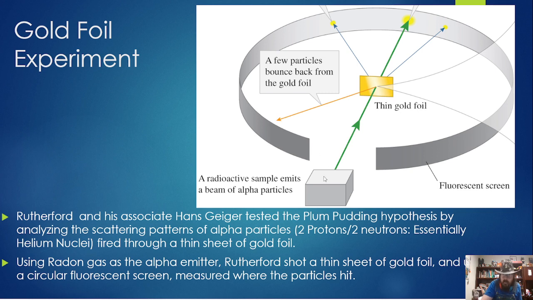Now, there might be some deflection, and you're like, well, shouldn't the positive nucleus and the positive plum pudding and the positive alpha particles repel? Well, the idea was, if this is truly a plum pudding, the positive charges would be so well distributed that it's thin and the alpha particles could punch right through.